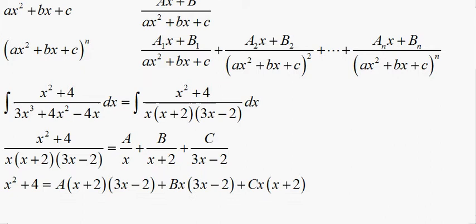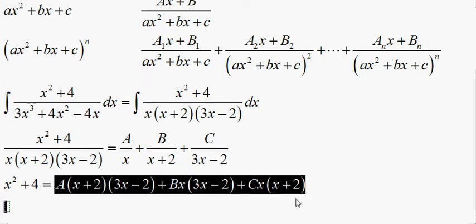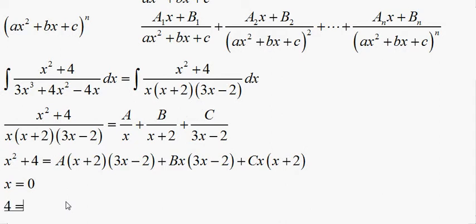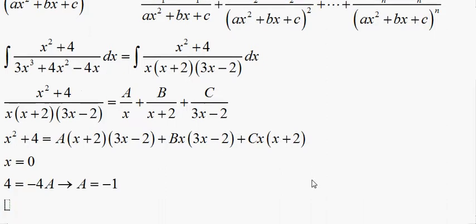Alright. This is a case where we can use the easier method and eliminate factors, but you could easily just expand everything and relate the terms on the left and the right like we did in that first example. So what we're going to do is just say x equals 0. So that becomes 4 equals, plugging in 0, 2 times negative 2, so that's negative 4A, and then these two go out. So that means that A is equal to negative 1.